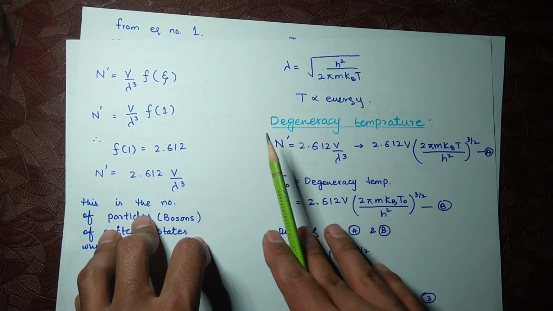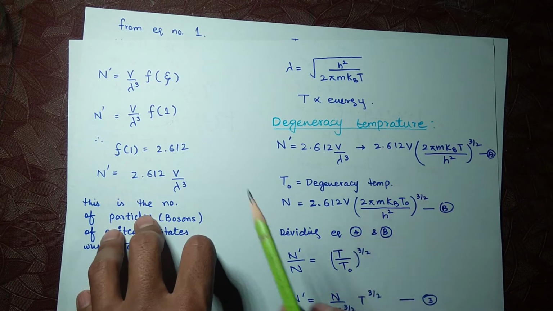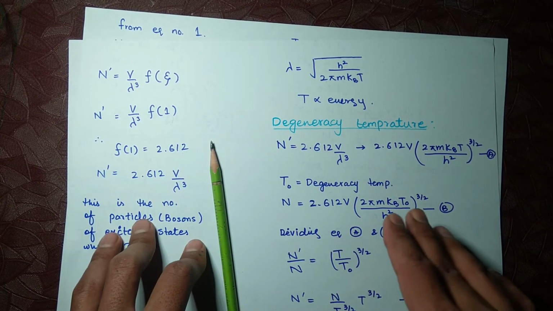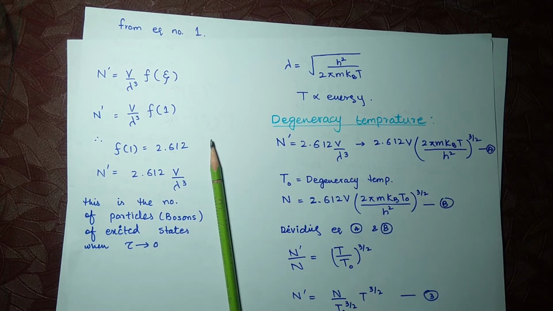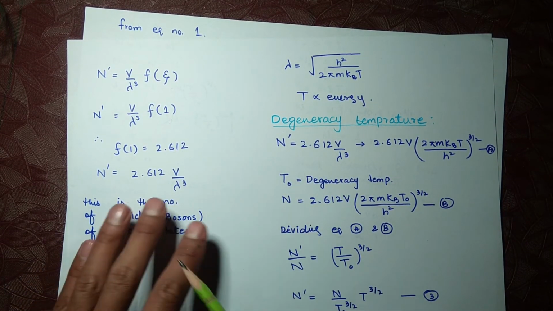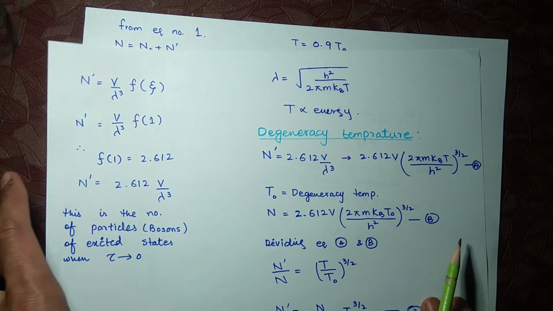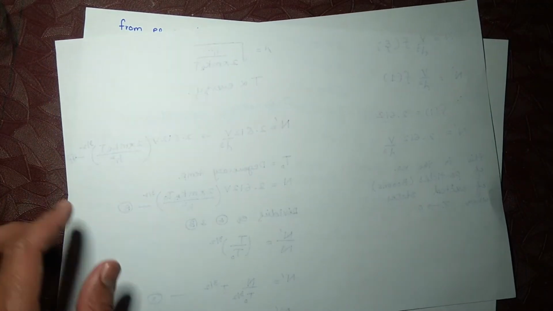Now let's see what degeneracy temperature is. To understand Bose Einstein condensation, you have to understand what degeneracy temperature is. So let's say we have a boundary here on the back side of it.